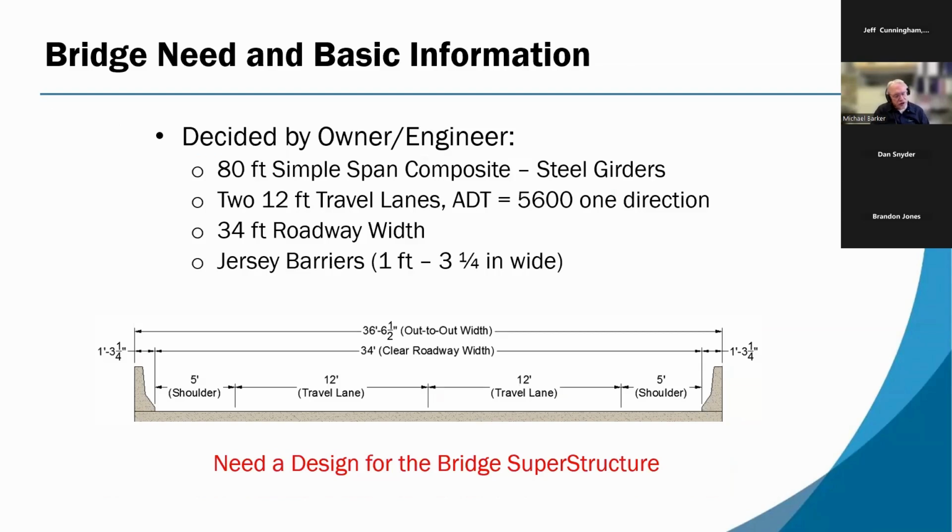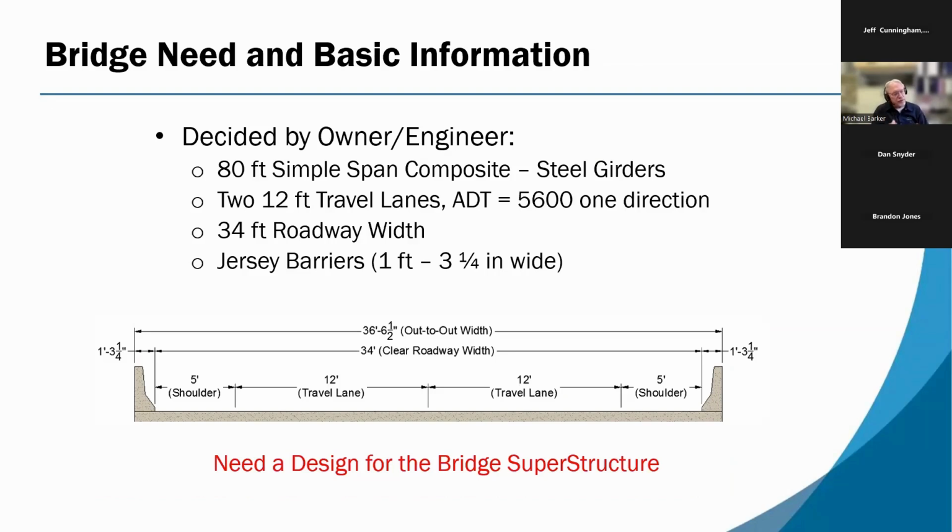And so when we start thinking about this, there's a lot of stuff that happens first, right? By the owner or the engineer, we got to decide how long it is for hydraulic opening and that type of thing. And we've decided it's going to be an 80-foot simple span composite steel girder bridge. We have 2 travel lanes. This is pretty high ADT, average daily traffic of 5,600. And we like to build our bridges with a 34-foot roadway width. And we like these Jersey barriers that are 1 foot, 3¼ inches wide.